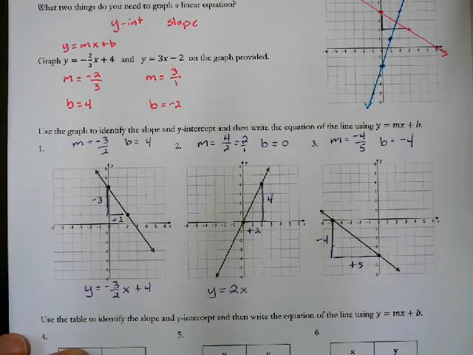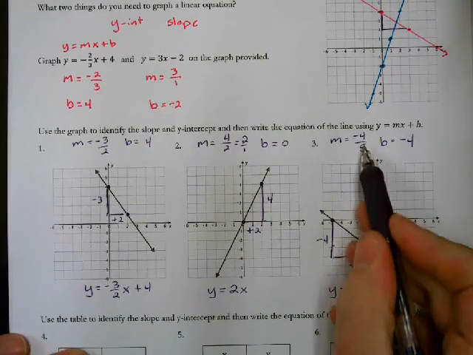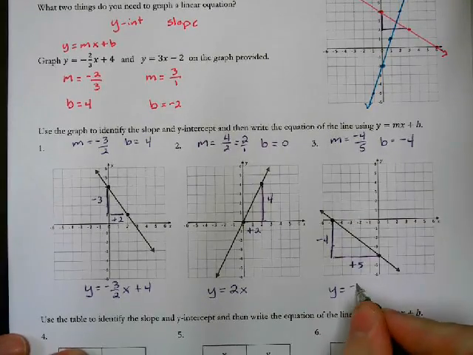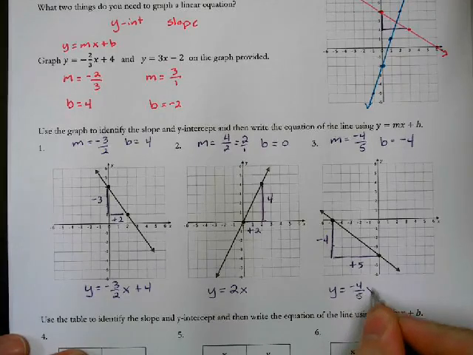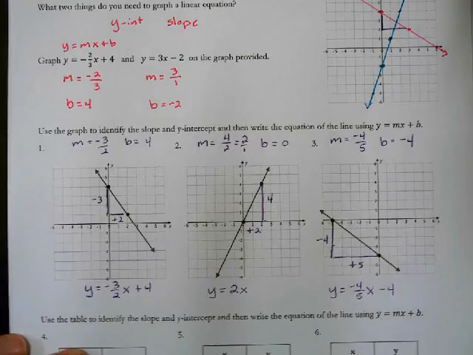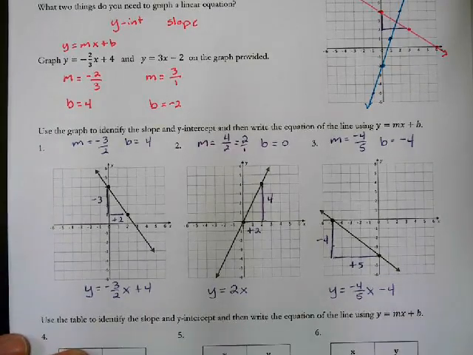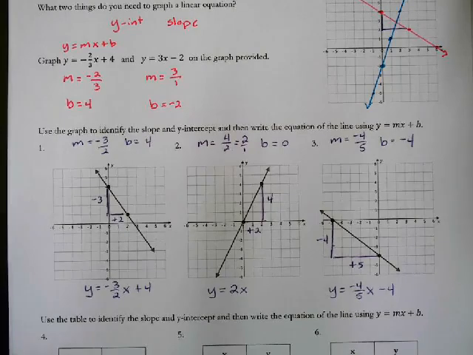I'm ready to write my equation. y equals negative 4/5 x, and then minus 4. So m goes here, b goes here. We have our equation. What if you only had the table?